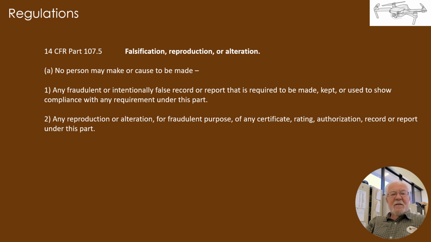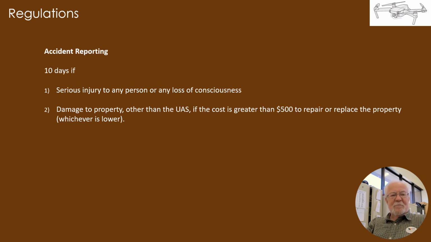Right off the bat, it says no person may make or cause to be made a fraudulent, intentional, false report or record required to be made or kept, or reproduction or alteration for fraudulent purpose of any certificate. You're not allowed to do that. Accident reporting: you have to report an accident to the FAA within 10 days if there is, one, serious injury to a person or any loss of consciousness, or two, damage to property other than the UAS if the cost is greater than $500 to repair or replace the property, whichever is lower.